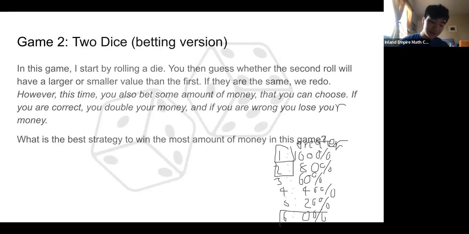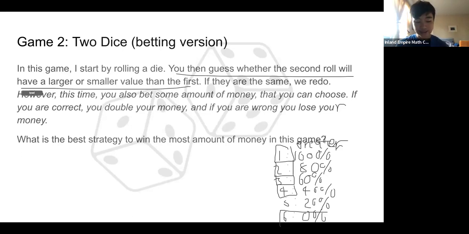But if you get a 3, there's only a 60% chance that your guess will be correct. Actually, for 4, it's also a 60% chance, since if you guess less than, remember you get to guess whether it's larger or smaller than the first, then you would also have a 60% chance of being correct. But for 3 and 4, it's not a very high chance of guessing correctly, which means that for 3 and 4 you should bet less than 2, which should be less than 1. And 5 would be the same as 2.